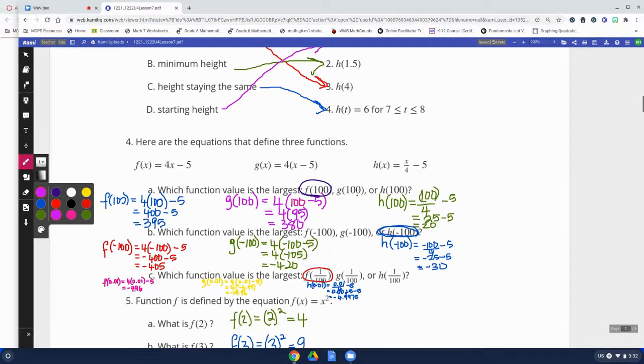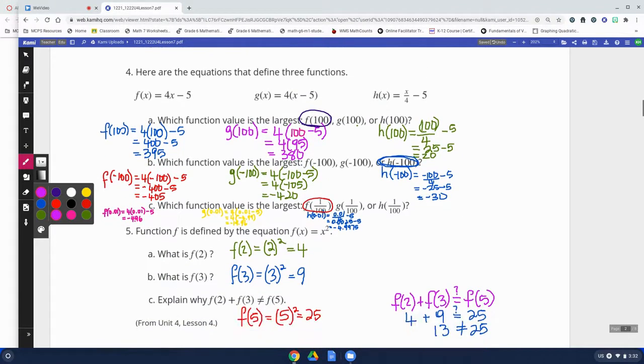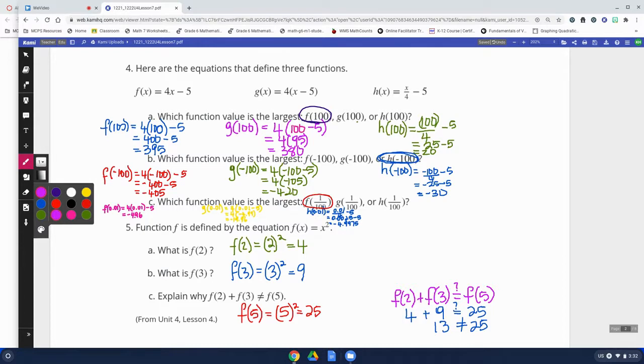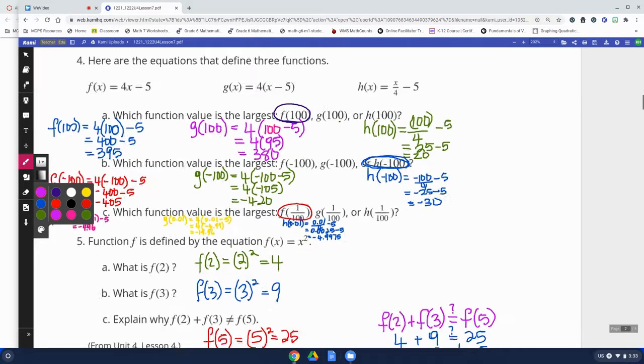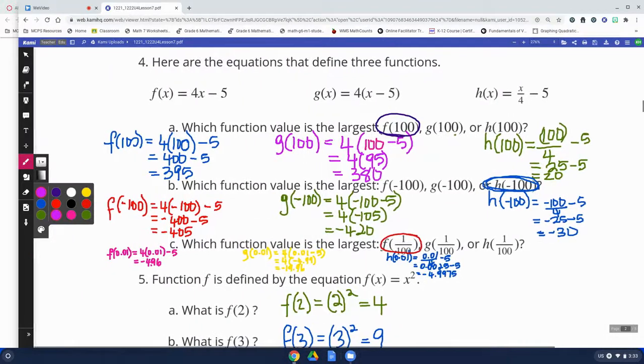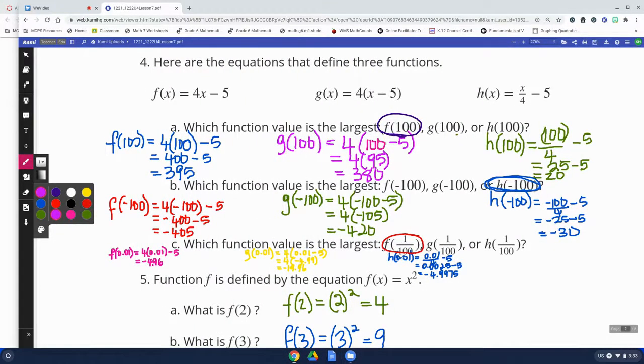All right. So number 4, you were given equations. So really what you do is you substitute the given values for x. So f of 100 means in place of x in those equations, you put 100 or expressions and you evaluate the expressions. All right. Then you pick the largest number. So those were the results.